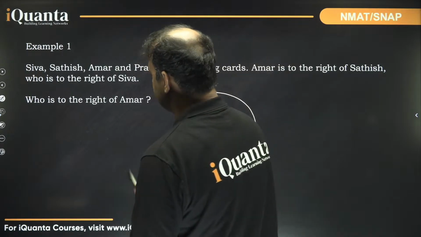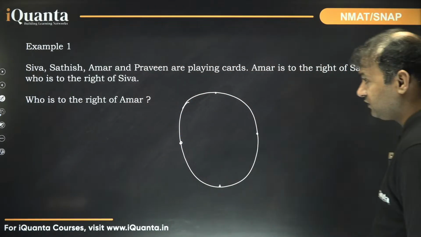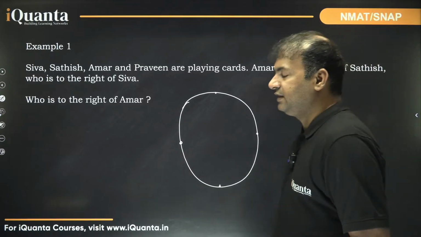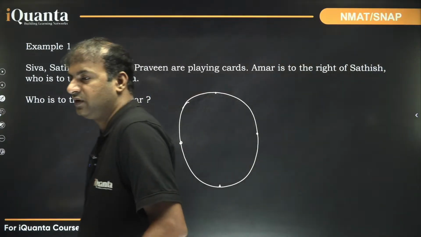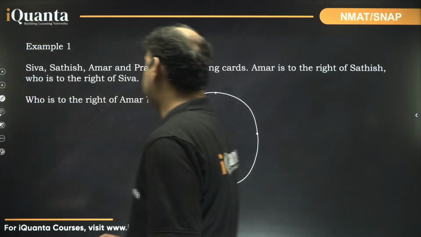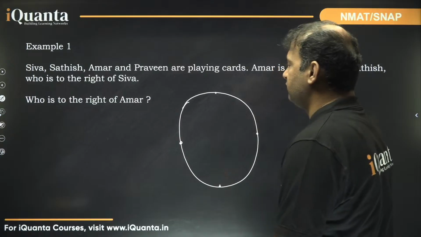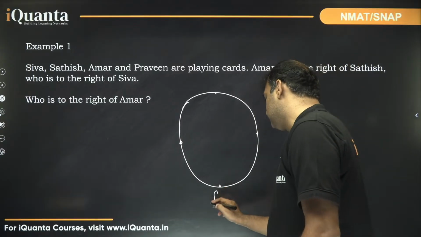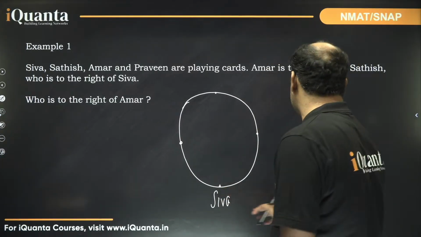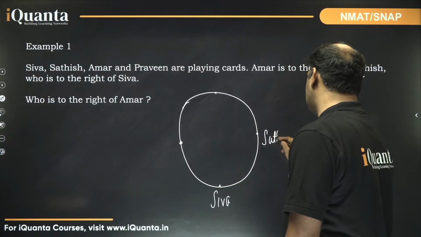Alright, so they are saying Siva, Satish, Amar and Praveen are playing cards. Amar is to the right of Satish, who is to the right of Siva. So guys, remember, right means immediate right, okay? I told you already, the right is nothing but immediate right, okay? So Amar is immediate right of Satish and Satish is immediate right of Siva. So let's start with Siva, alright? Let's say this is Siva. Then to the immediate right of Siva is Satish. So Satish should be placed here, alright?